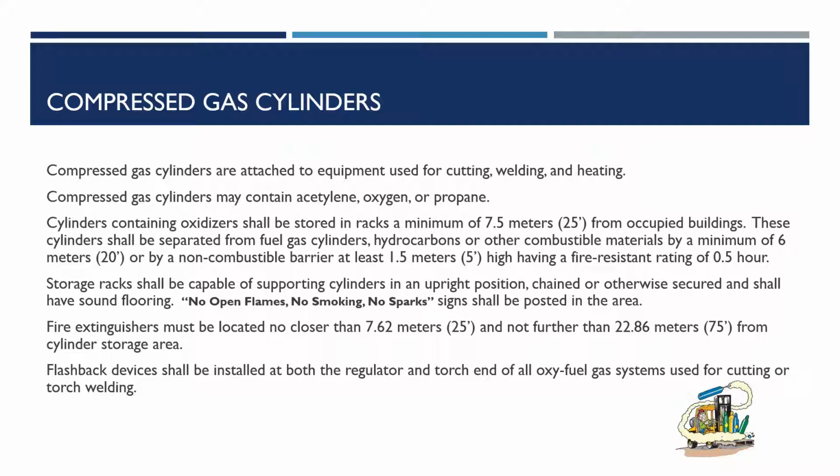Compressed gas cylinders. Compressed gas cylinders are attached to equipment used for cutting, welding, and heating. Compressed gas cylinders may contain acetylene, oxygen, or propane. Cylinders containing oxidizers shall be stored in racks at a minimum of 7.5 meters or 25 feet from occupied buildings. These cylinders shall be separated from fuel gas cylinders, hydrocarbons, or other combustible materials by a minimum of 6 meters or 20 feet, or by a non-combustible barrier at least 1.5 meters, 5 feet high, having a fire resistance rating of half an hour.